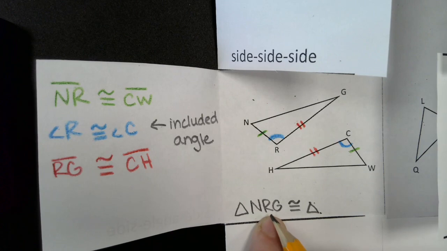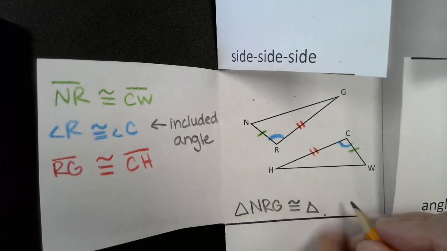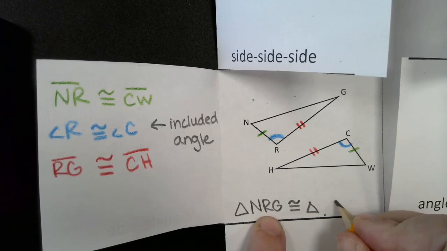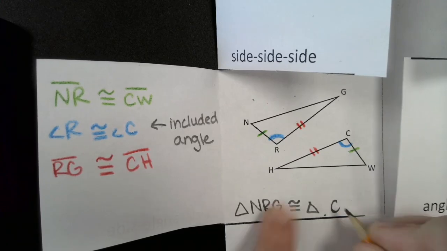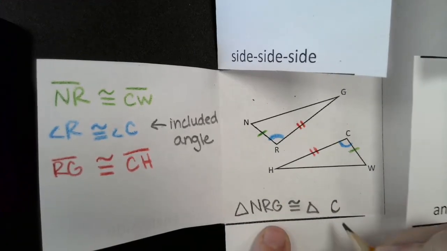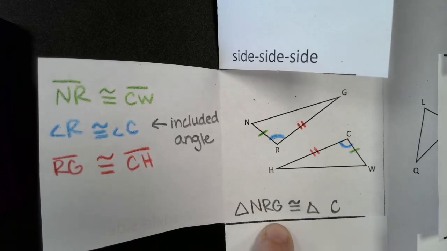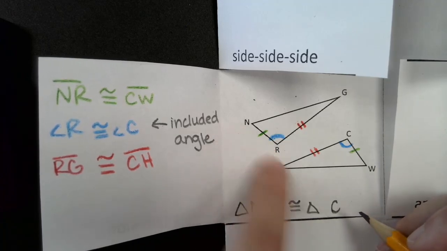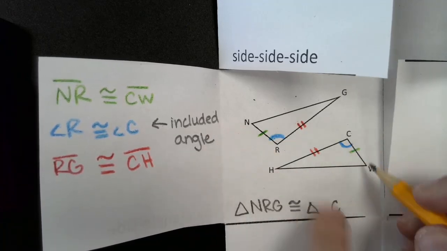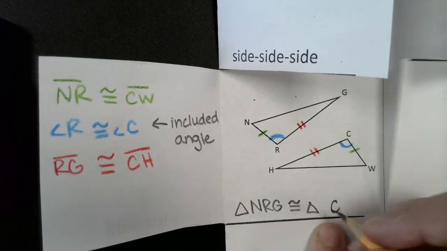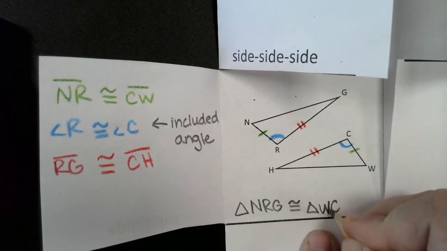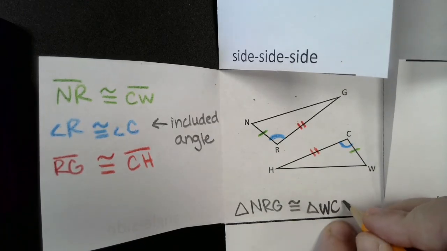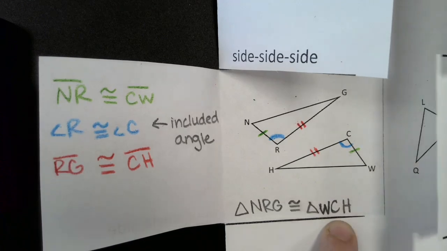So what goes with R? C. So I'm going to put that in the middle. I know R and C go together, so I like to leave a little space there. We're getting there. All right. And then what would go with N when I go to NR? Is that going to be HC or WC? WC, good. So WC and then H.